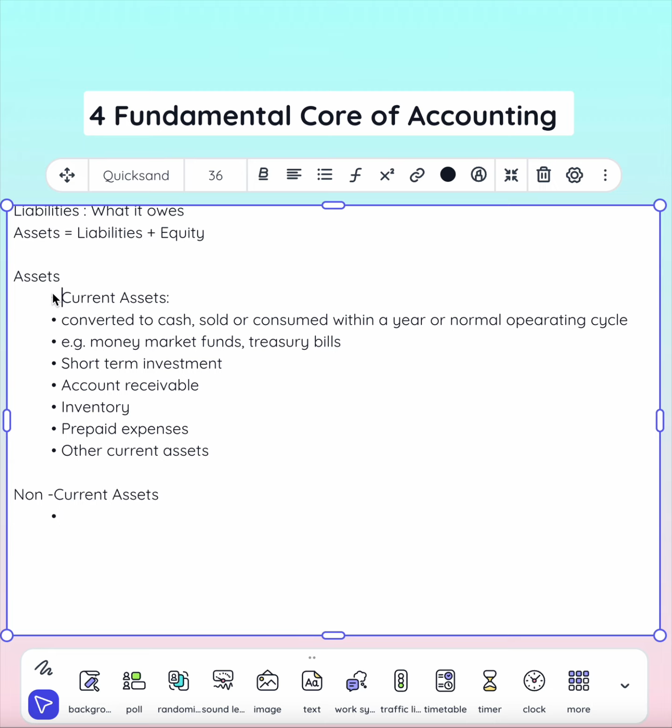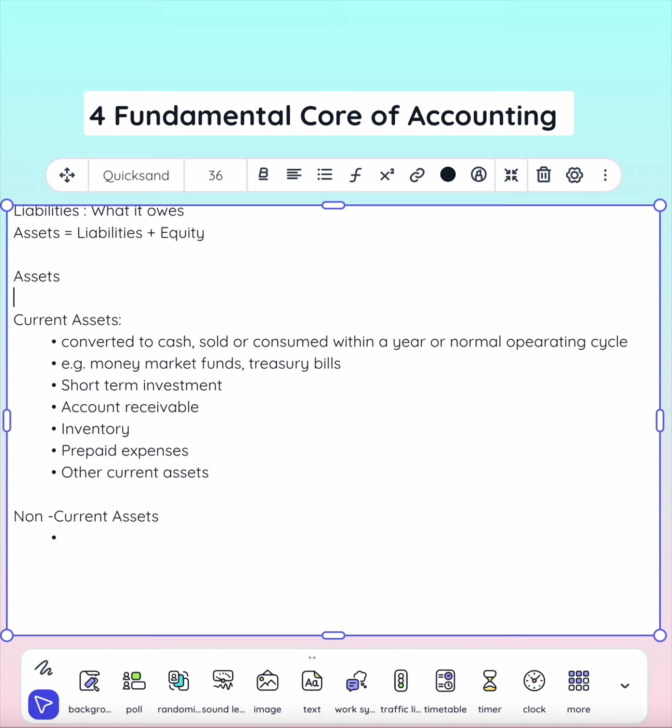Assets can be divided into two types: current assets and non-current assets. Non-current assets are long-term assets. These assets are not expected to be converted to cash, sold or consumed within 1 year. So these are long-term assets.